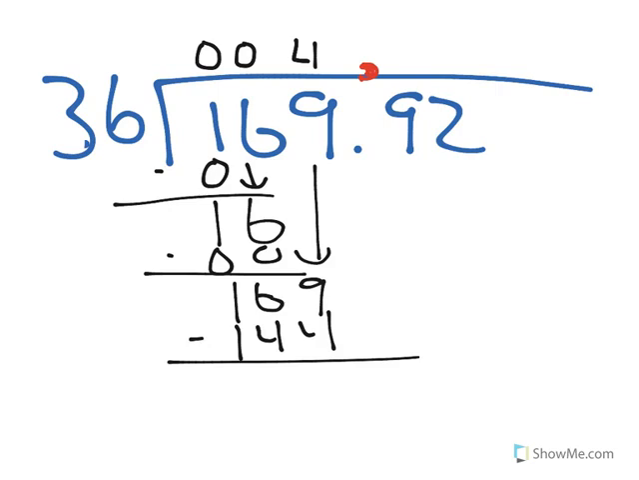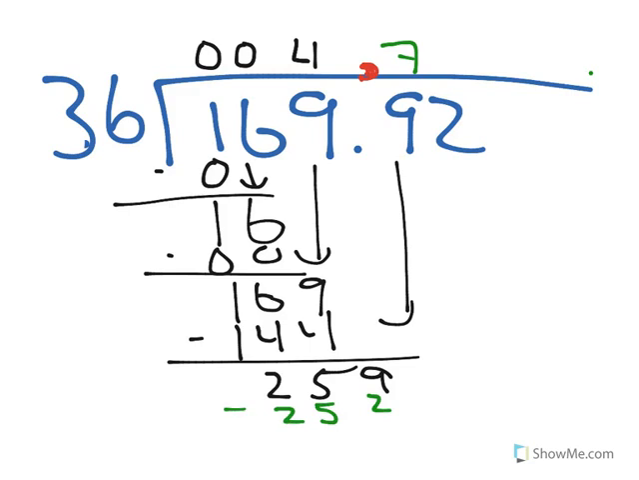I subtract, bring down the 9. Does 36 go into 259? The answer is yes. 7 times. So you have to remember to put it above that 9. 7 times 36 is 252. Subtract, get the 7, bring down the 2.